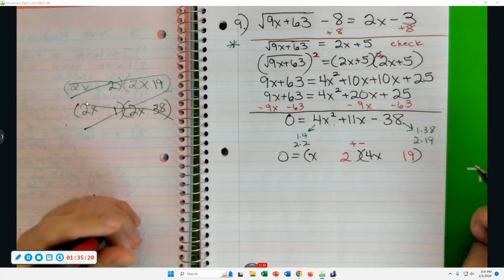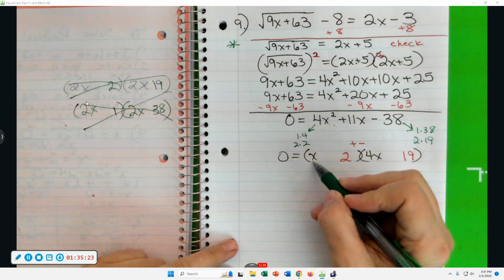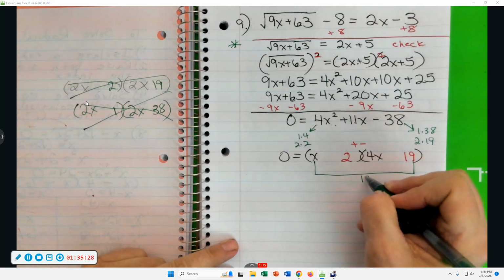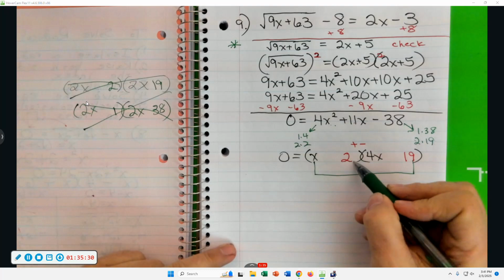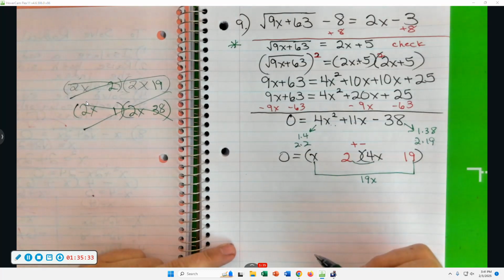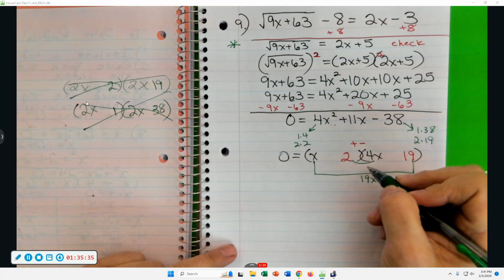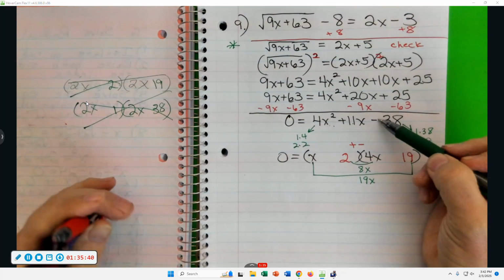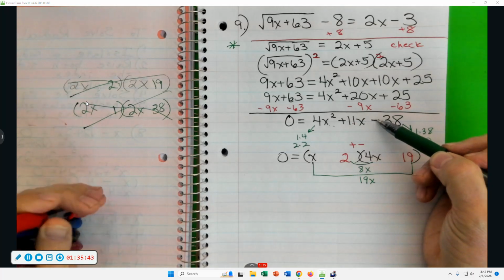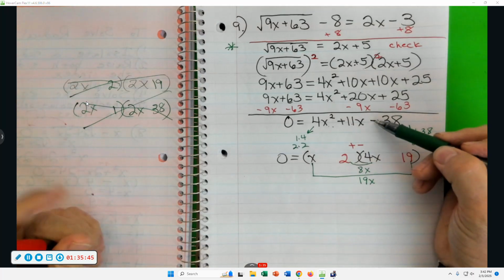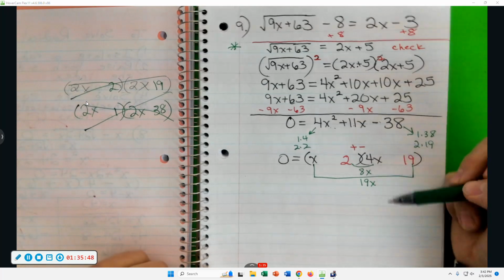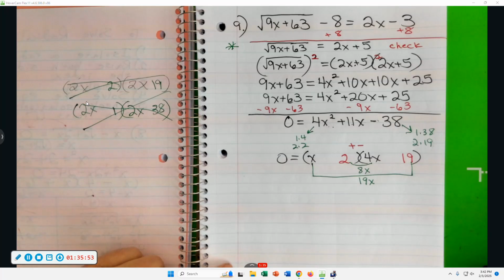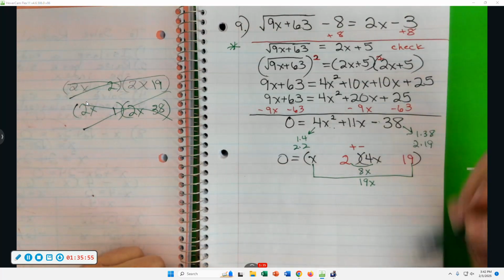Let's check the outer and the inner products. The outer product, x times 19, that's a 19x. The inner product right there, 2 times 4x, that is 8x. You need it to subtract. That last sign tells you whether you need it to add or subtract. You need these numbers to subtract to give you 11. Can you subtract these numbers in a way that you get 11? Yes, 19 minus 8 gives you 11.